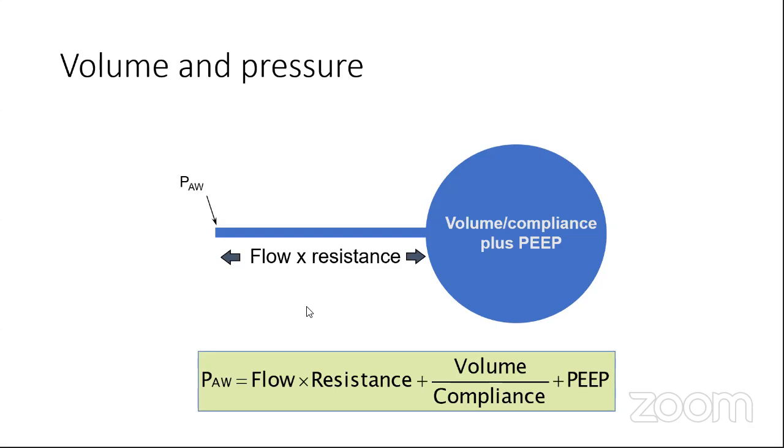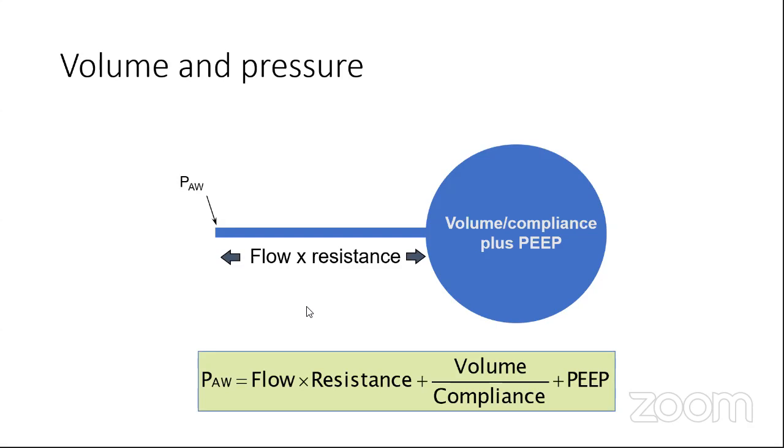The resistance of a tube has to do with its length and its diameter. The longer the tube, the higher the resistance. The wider the tube, the less the resistance. So, remember that during mechanical ventilation, this tube not only represents the bronchi and trachea, but also the endotracheal tube and the ventilator tubings, which makes it really long, and the resistance is significant.